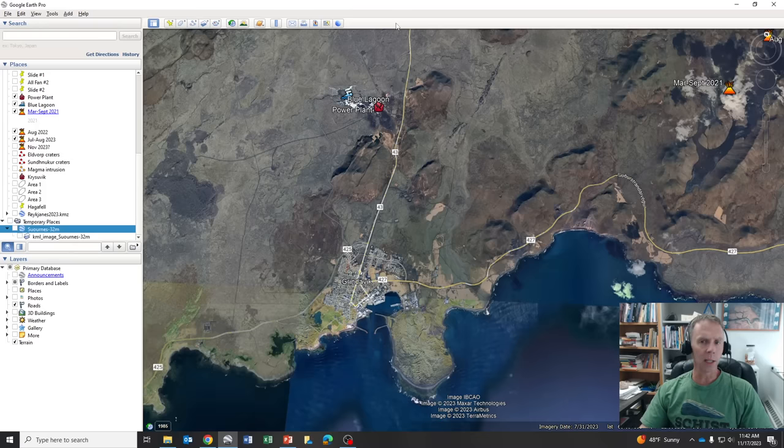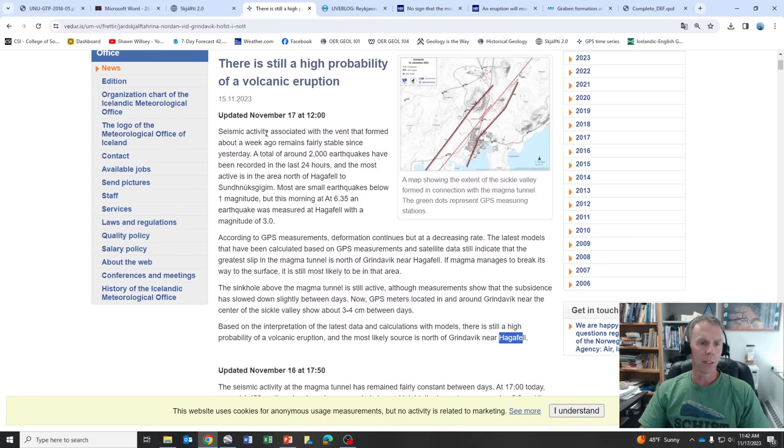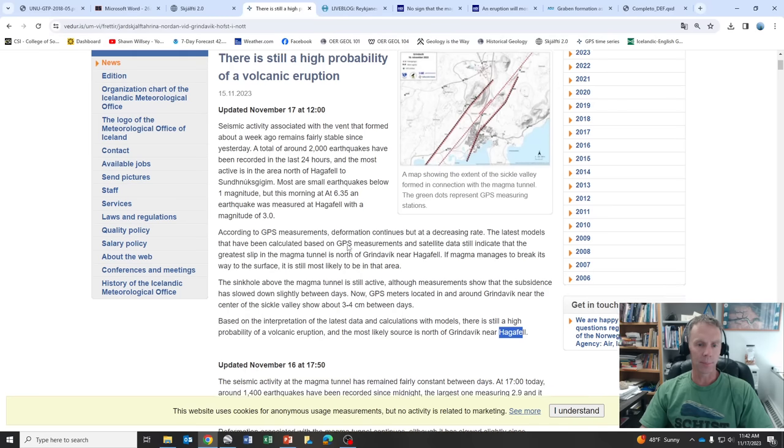Let's look at the update from the Met Office. This is as of today at noon, local time, so it's a few hours old. Still a high probability of a volcanic eruption. The seismic activity keeps going, about 2,000 earthquakes over the last 24 hours. Again, most of those have been pretty small, and most of those in that area I highlighted near Hagafell. But they did have one earlier this morning that was a magnitude 3, apparently.